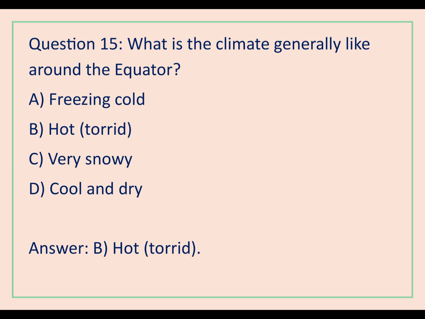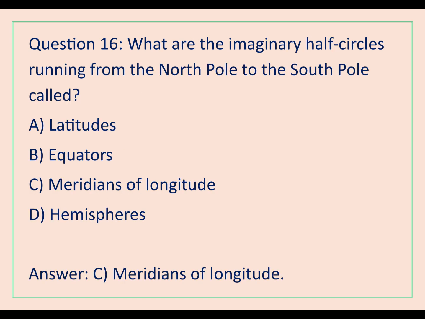Question 15. What is the climate generally like around the equator? A. Freezing cold. B. Hot, torrid. C. Very snowy. D. Cool and dry. Answer. B. Hot, torrid.